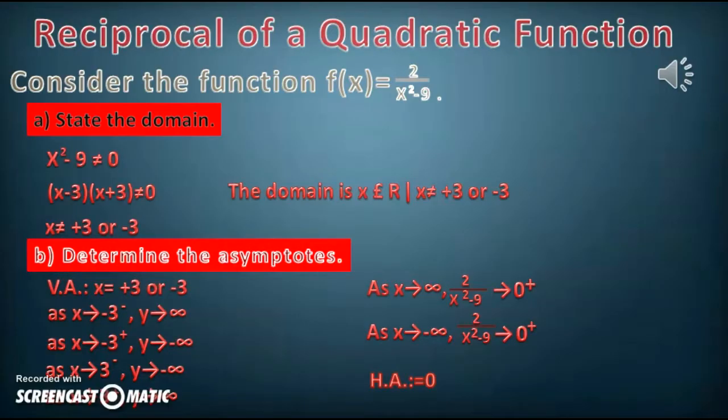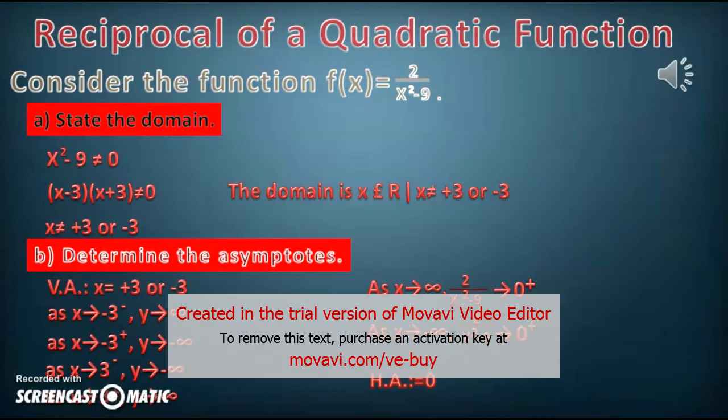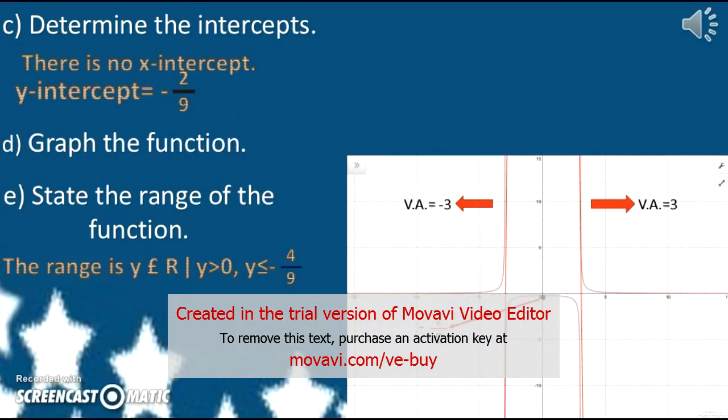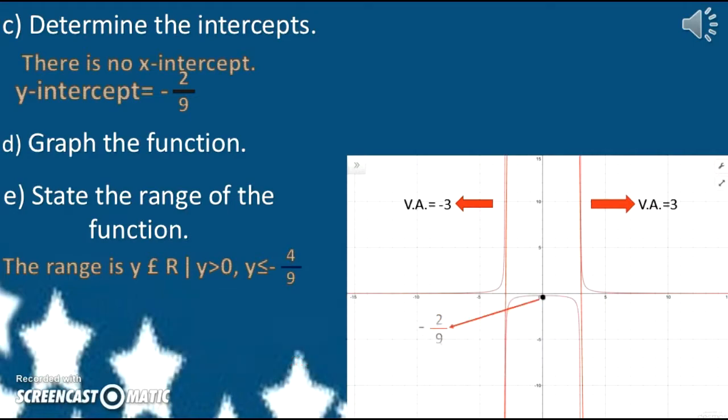Reciprocal of a quadratic function. Consider the function f(x) equal to 2 over x squared minus 9. Find the domain and the asymptotes. Determine the intercepts, graph the function, and state the range of the function.